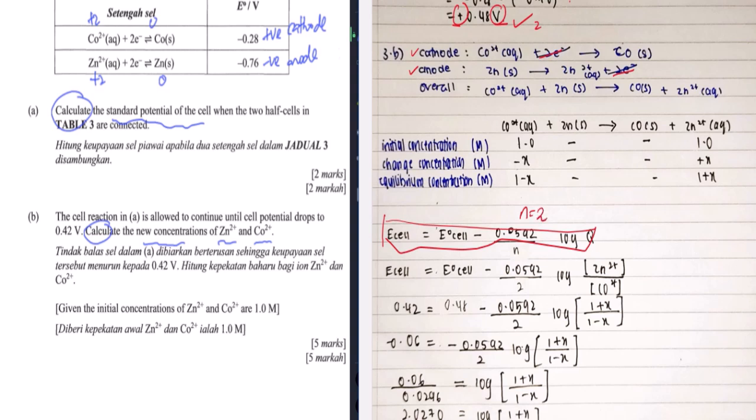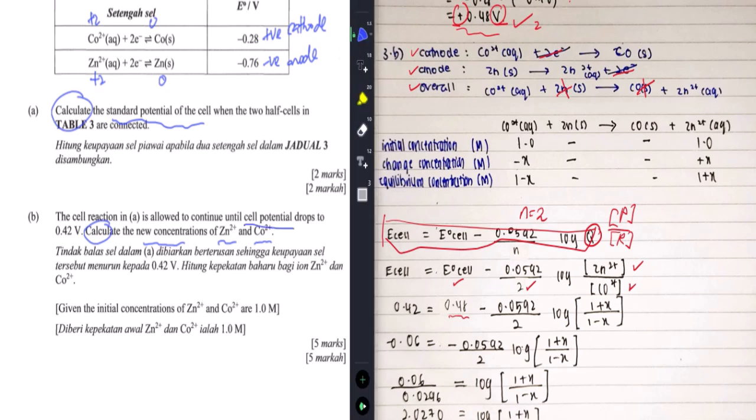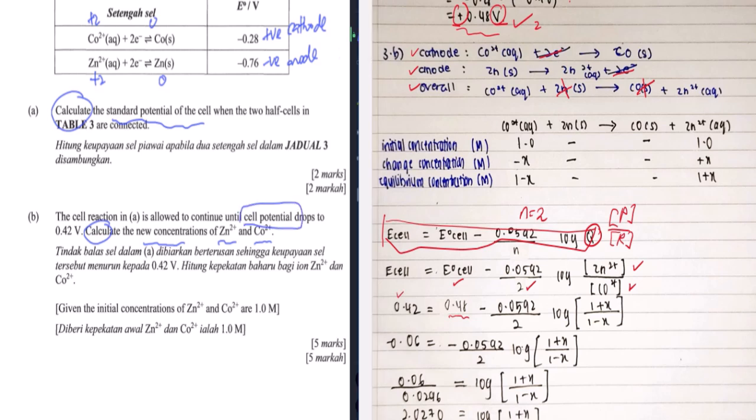Okay, after that combine. So after combine is the overall equation. So later for the Q, okay, is concentration of product over concentration of reactant here. But we have to ignore solid. So I ignore this one, I ignore this one. So the concentration of product is zinc 2+, and then reactant is Co2+. Very good. Okay, 0.0592 over 2. Yes. So E° cell you get ready from part 1, positive 0.48. Okay, and then the cell potential given means the E cell, which is 0.42.